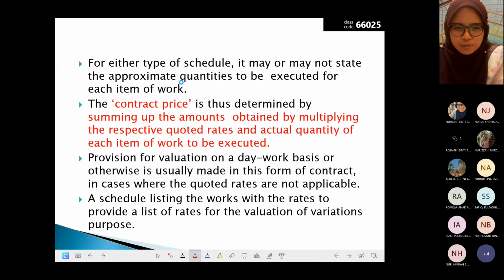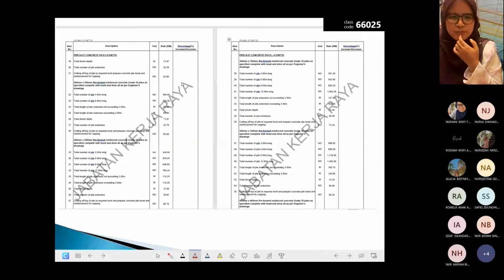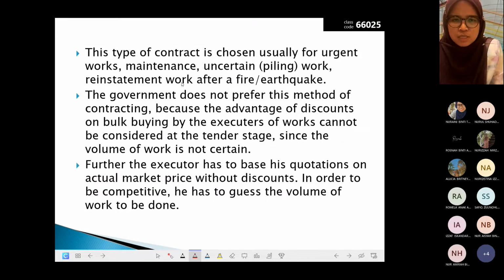So kalau yang ni, okay, so the contract price is determined by summing up the amount obtained by multiplying the respective rate and actual quantity of each item of work to be executed. So dia by percentage. This type of contract is usually for urgent work, maintenance and filing work, uncertain. Filing tu as uncertain work sebab kita tak tahu apa yang dalam tanah.